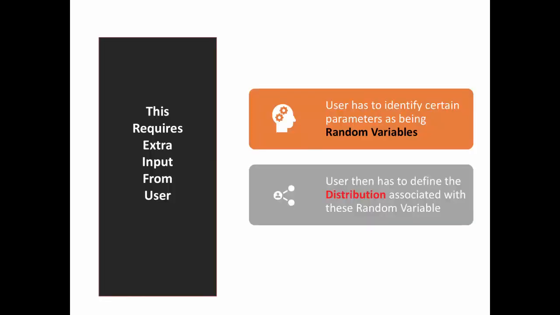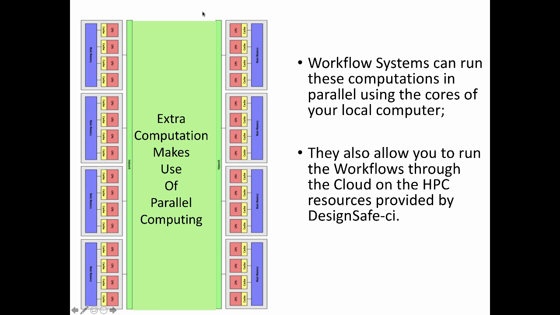Now because we're doing UQ workflows, this requires extra input from the user. The user has to identify certain parameters as being random variables, and then they have to assign distribution to those random variables. Now, in addition to requiring extra inputs, the UQ workflows also require extra computation. The SimCenter applications can be run either using all the CPUs on your local machine, or they allow you to run the computations at the HPC resources provided by DesignSafe.